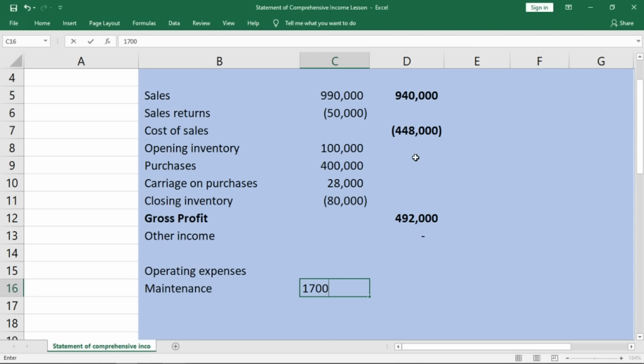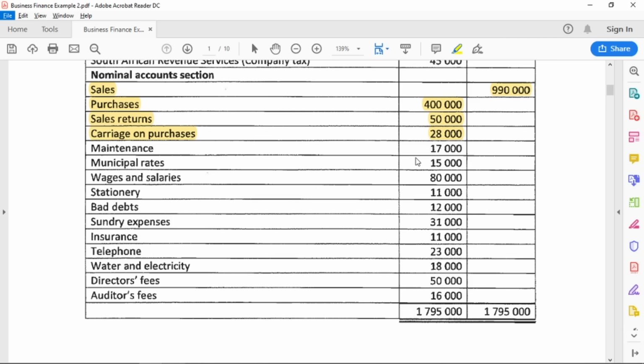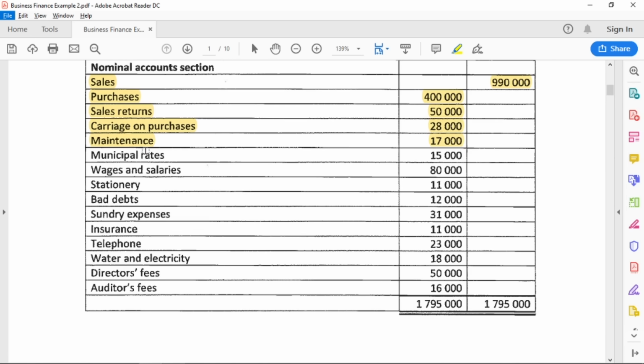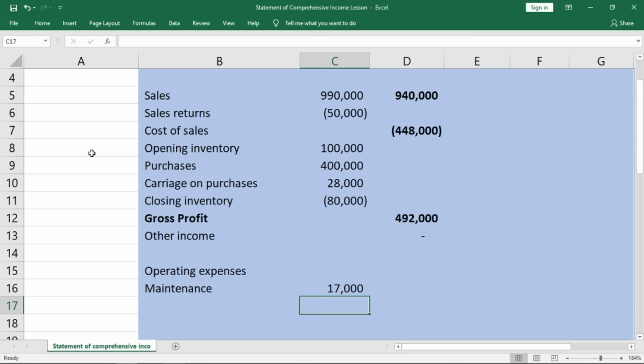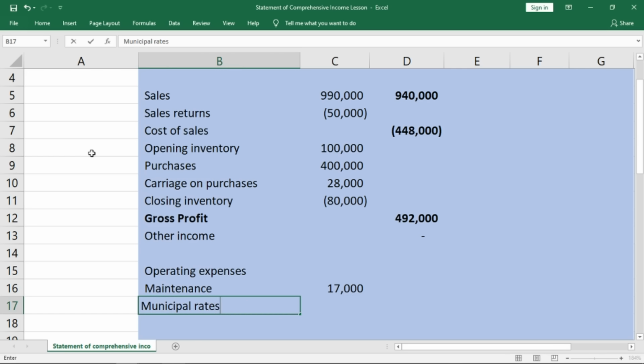So I'm going to record all my expenses over here, add them together, and then put the total under operating expenses. So my maintenance was 17,000. So I put down 17,000. Then I highlight it over here. And then municipal rates. So let me write municipal rates over here.